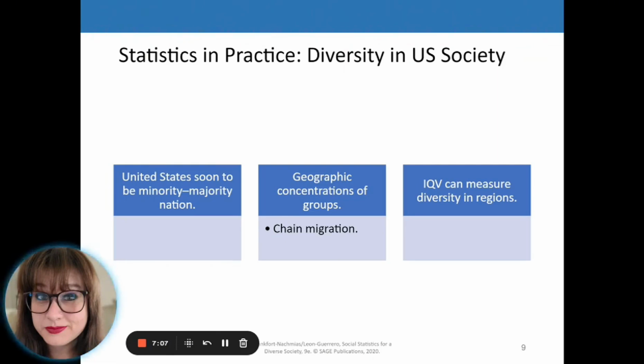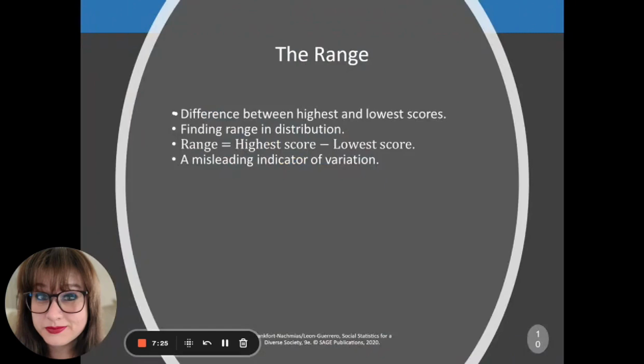And in this case, IQV can also talk about diversity in different ranges. We could look at IQV in San Diego. We could look at IQV in National City, in La Jolla, in Claremont. We could look at the IQV in different regions as well as the larger. So it really does have an important role in terms of the social interactions and statistics involved. Now, the range is another form of variability, and I'll cover that in the next video.